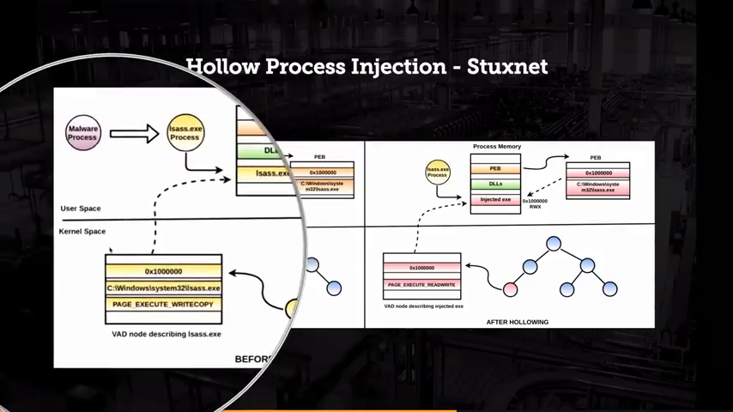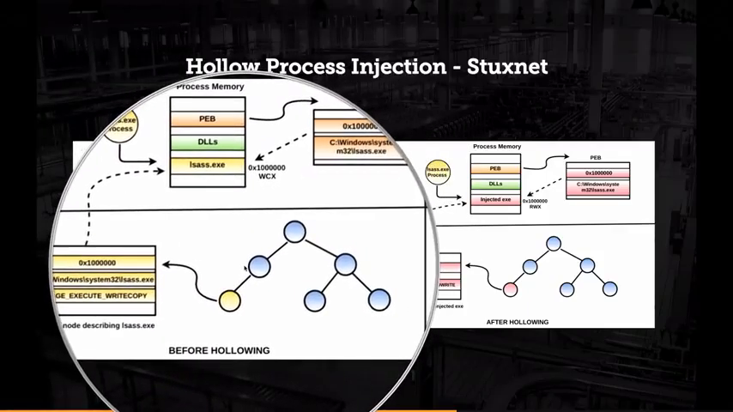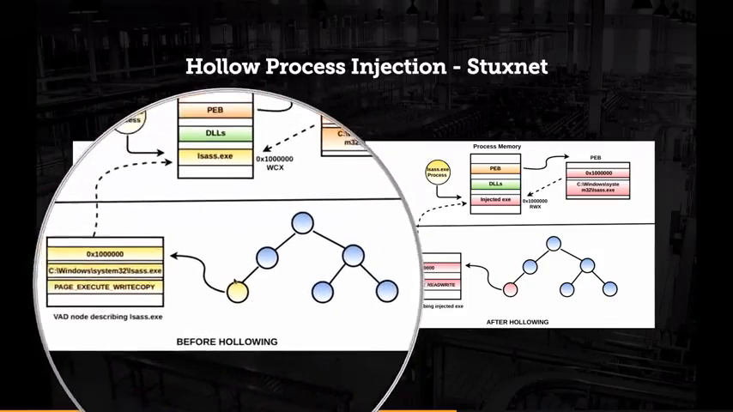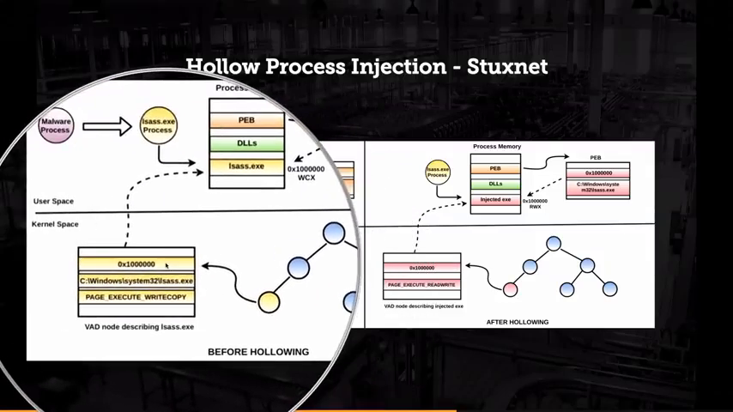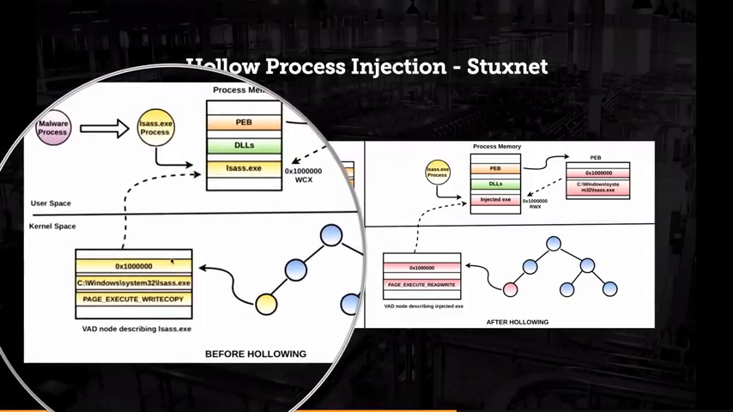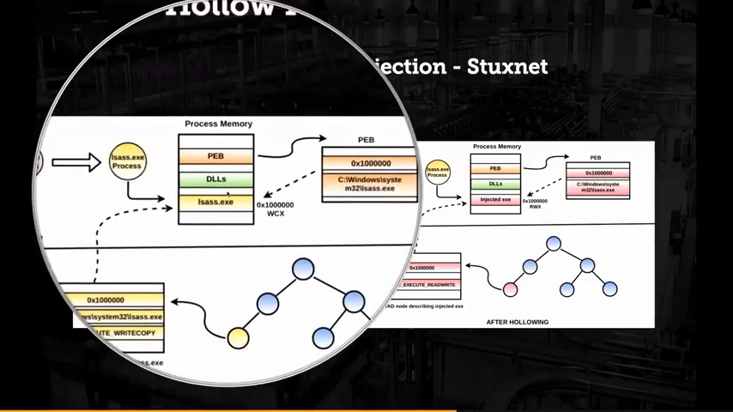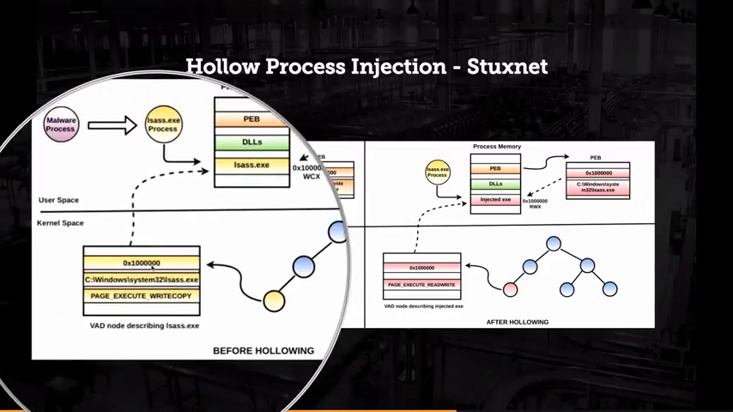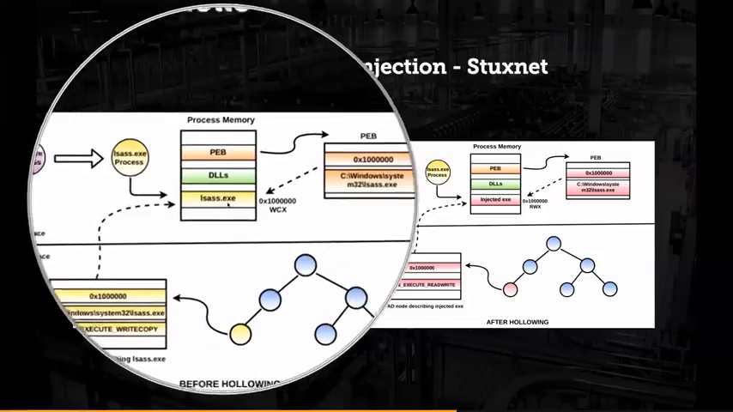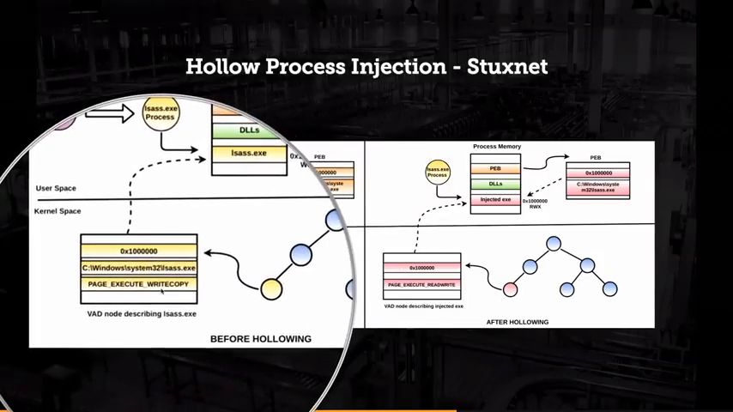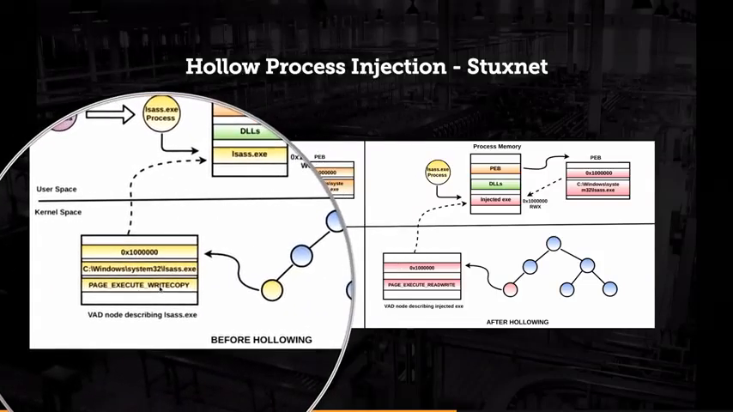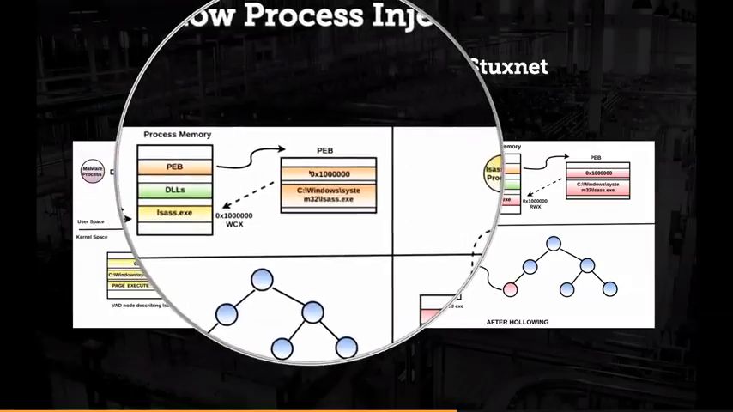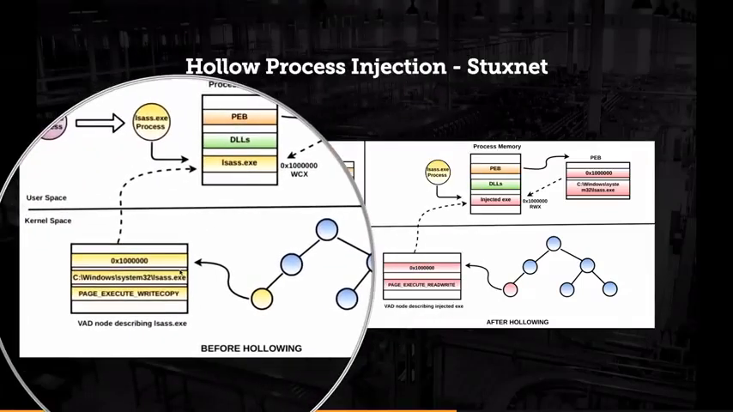This is in the user space. In the kernel space, there is a structure called the VAD tree, virtual address descriptor, which is a binary tree. Each node in the VAD tree contains information about the contiguous memory allocation in the process memory. So what I mean by that is, in this case, one of the nodes is telling where lsass.exe is loaded in the process memory, that is at this address, and what is its memory protection, that is page execute write copy. So normally, when a process is loaded, the PEB and the VAD structure will have the same kind of data.